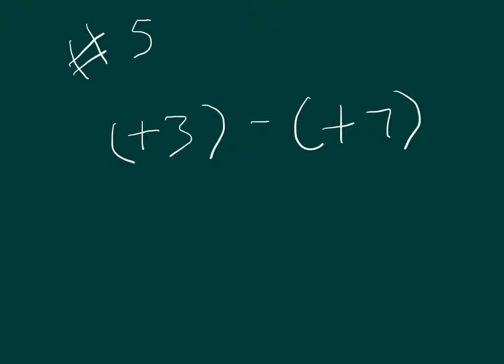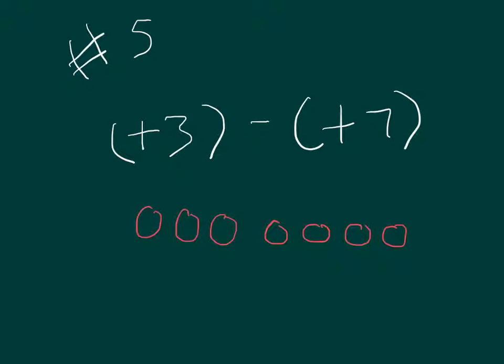So let's start with our positive 3. So positive 3, 1, 2, 3. Now you have to take away positive 7. Problem is, as you can see, you only have 1, 2, 3 positive chips to start with. So what do you need to do? You need to add 0 pairs. How many 0 pairs do you need to add? Well, you've already got 3 positives, so it looks like you need 4 more. So 1, 2, 3, 4.